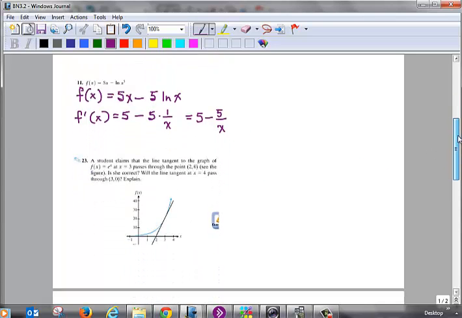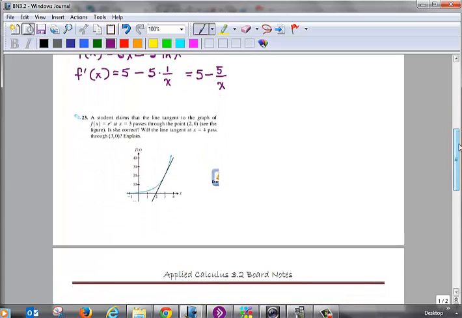All right, on to another example, which is kind of a little bit of an application. It says a student claims that the line tangent to the graph of the function f of x equals e to the x at x equals 3 passes through the point 2, 0. Is she correct? And will the tangent at x equals 4 pass through the point 3, 0? Keep in mind that if f of x here is e to the x, then f prime of x is e to the x, right?